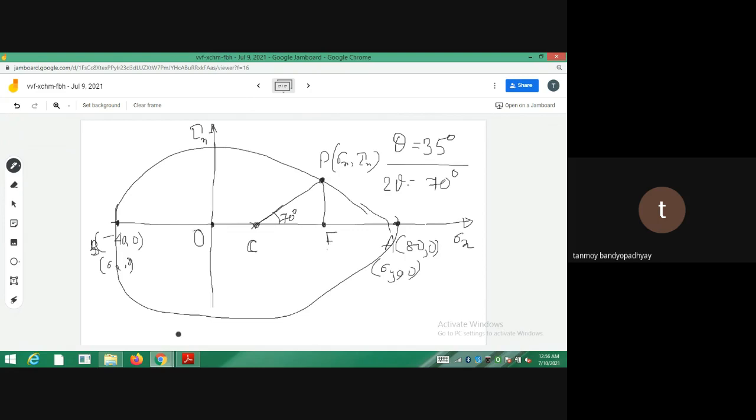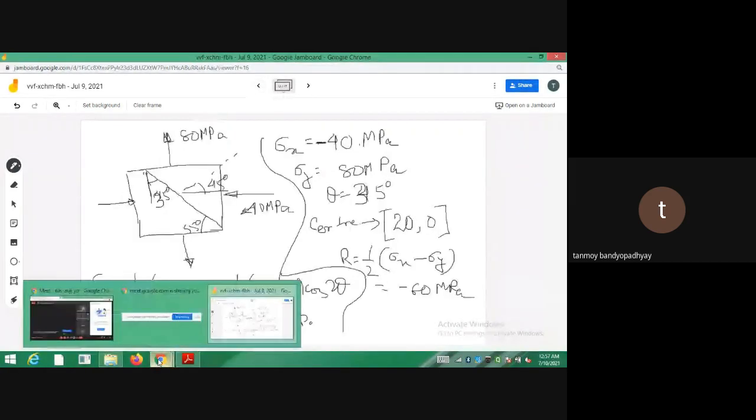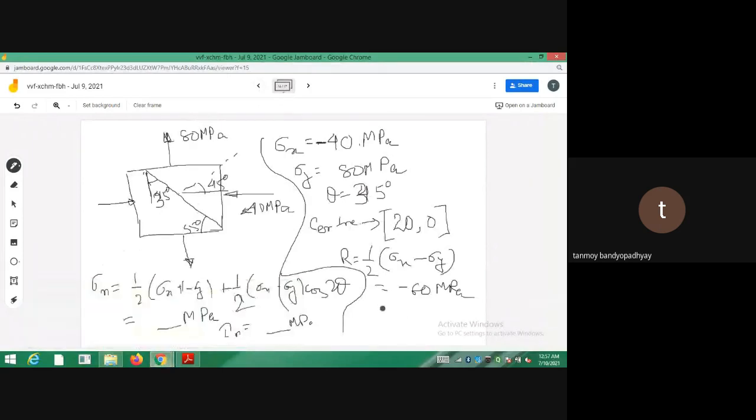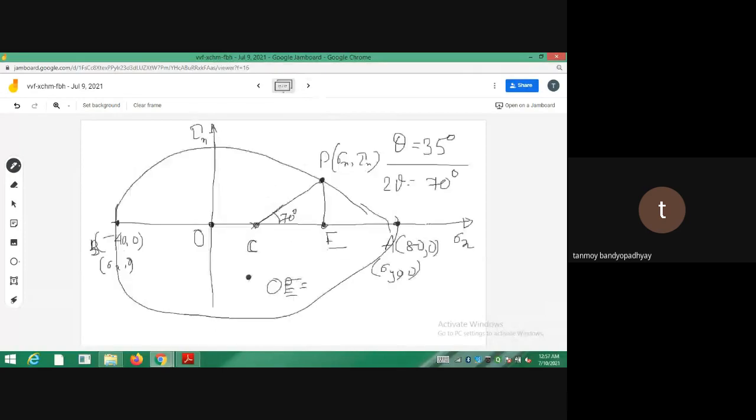So you measure this length OE using your scale. Whatever value you get from the Mohr circle must match the value you got from the formula, the analytical method. So from the formula you have got some value, and that value and the value you got from the Mohr circle must match.